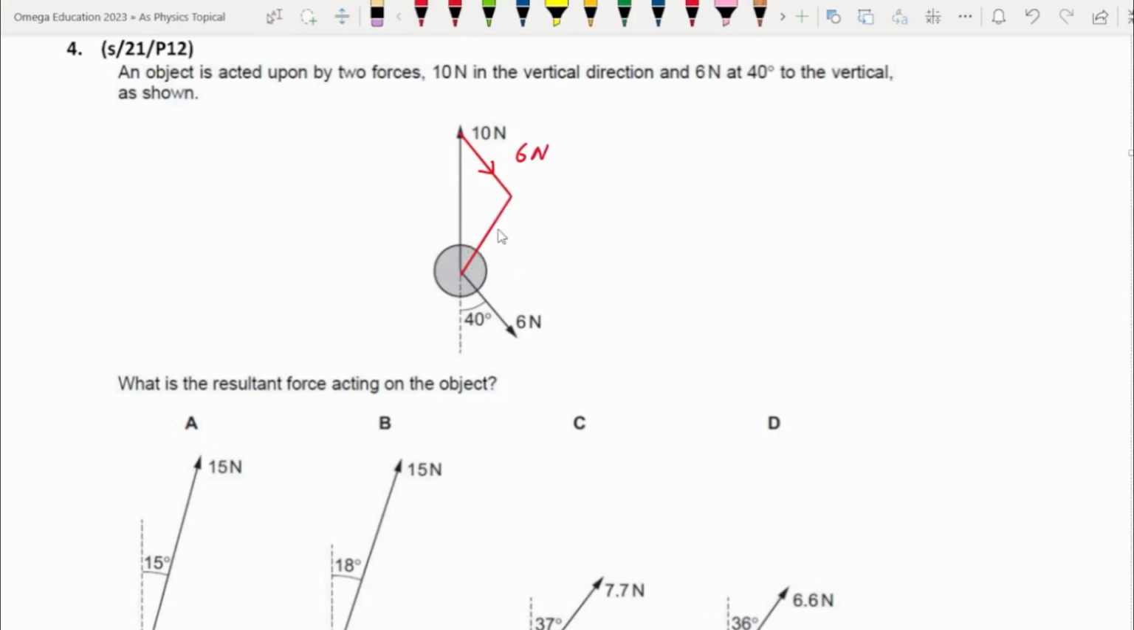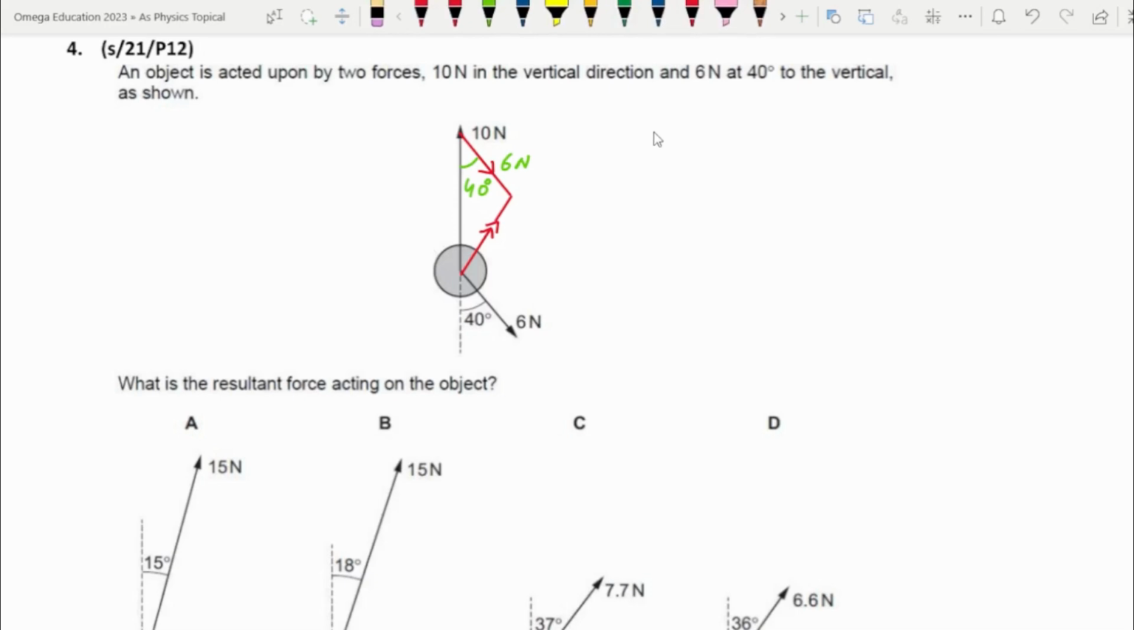Now this is your resultant force. So then we can label it. This one is 10 Newton, this one is 6 Newton, and the resultant force would be how many newtons? First of all, we can find the angle. How do we know this angle? Because the angle of the 6 Newton force with the vertical is 40, so that angle is going to be 40.